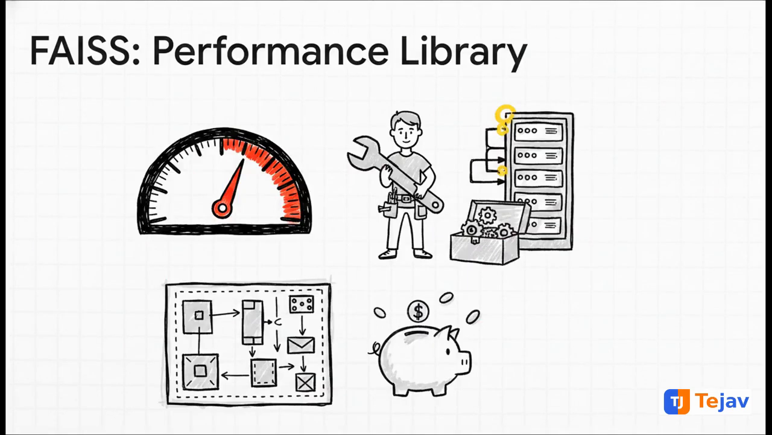Now, FAISS is the total opposite. It's a library, not a service. That means you are in the driver's seat for everything. You're setting it up, you're managing the hardware, you're building the API around it. What do you get for all that work? Raw, unfiltered speed and absolute control. It's free, it's open source, but yeah, it takes real engineering effort to get it ready for production.